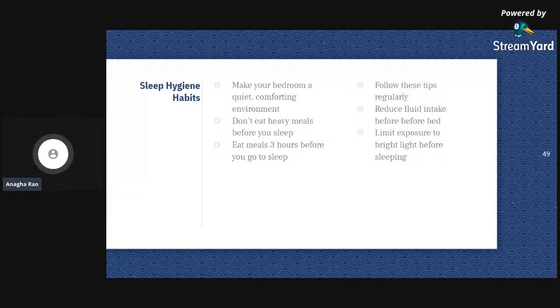Because just because you made your bedroom a quiet, comforting environment and ate meals one time, and you say, hey, why aren't these working? They take time, patience. Also, reduce the fluid intake before bed for obvious reasons. And limit exposure to bright light before sleeping. Because, like I said before, the bright light can mess with your melatonin, which is bad.